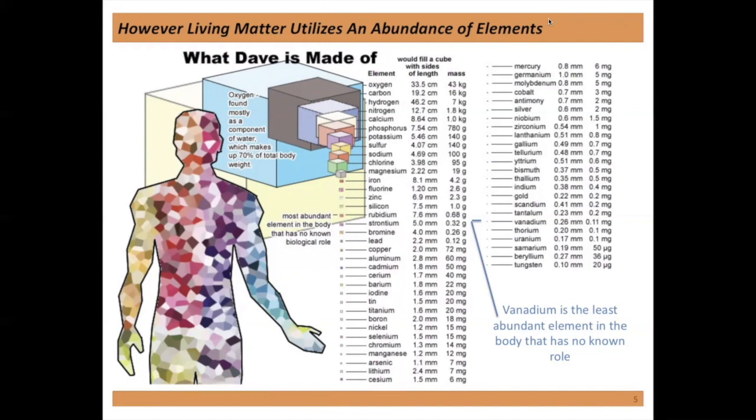But a lot of these are actually useful. Selenium's actually used biologically. And if you're deficient in some of these, you tend to get interesting diseases. So even though we're composed majority of just a few elements, our body actually uses quite a few of those on the periodic table to get work done.